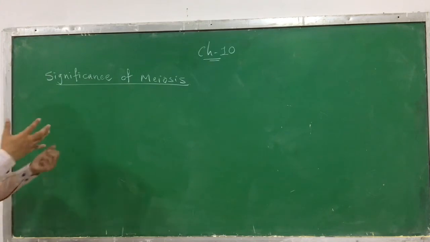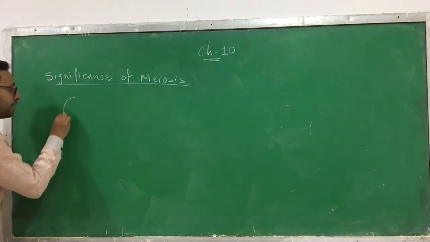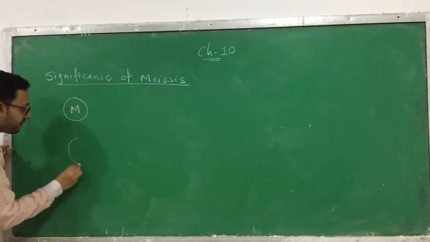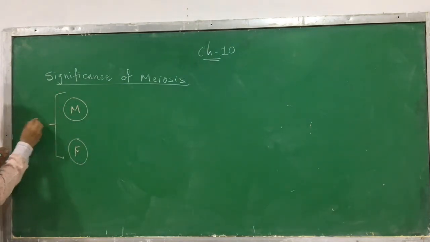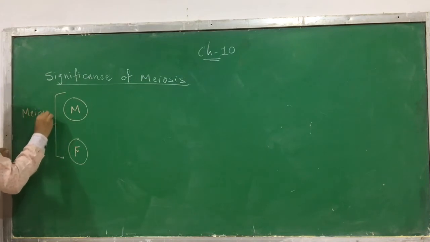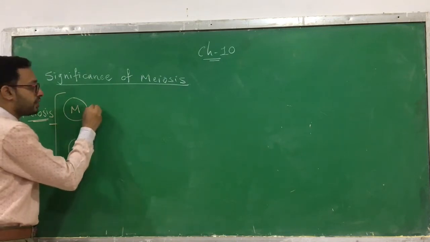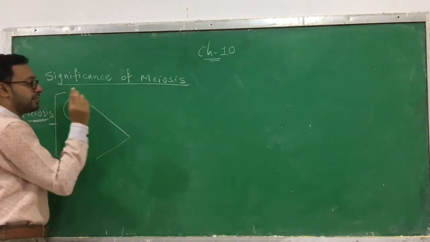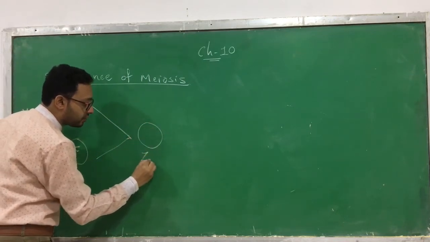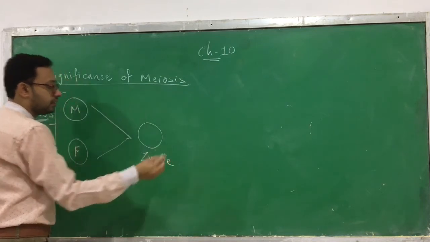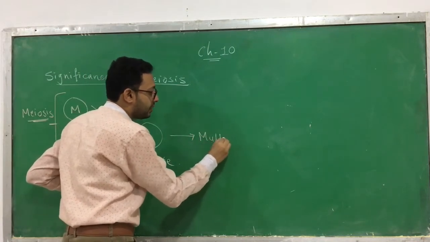You know that meiosis occurs in gametic cells or the reproductive cells. Suppose this is a male gamete and this is a female gamete. Both are produced by a process called meiosis. During reproduction, the male and female gametes are fused, and that leads to the formation of a zygote.